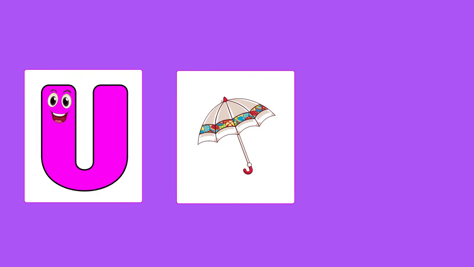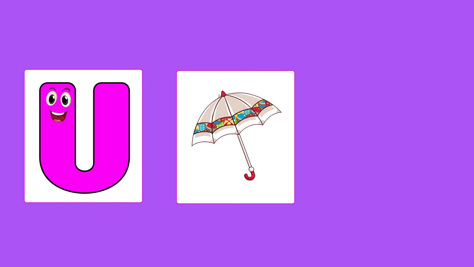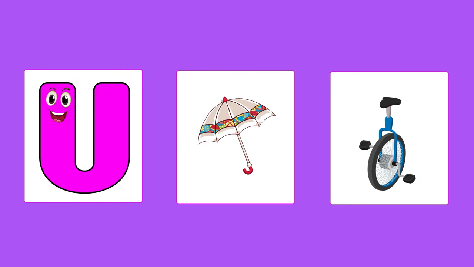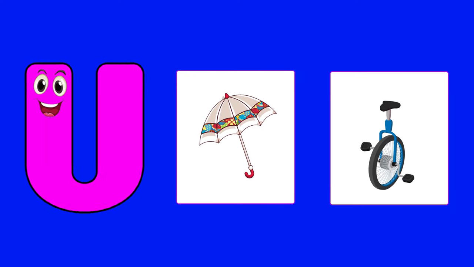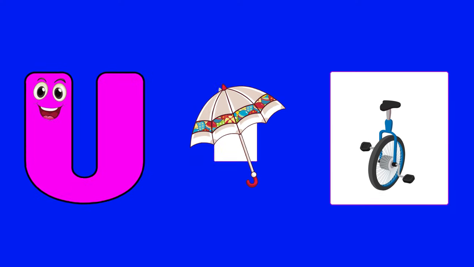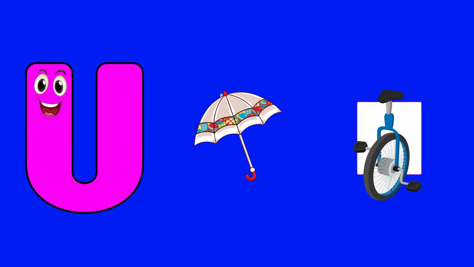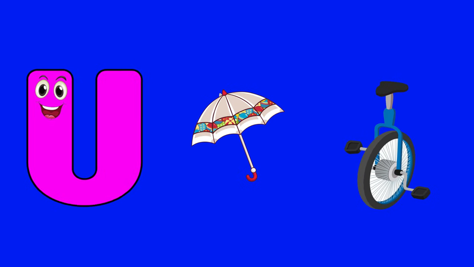U is for umbrella, umbrella. U is for unicycle, u, u, unicycle. U is for umbrella. U is for u, u, u, u, unicycle.